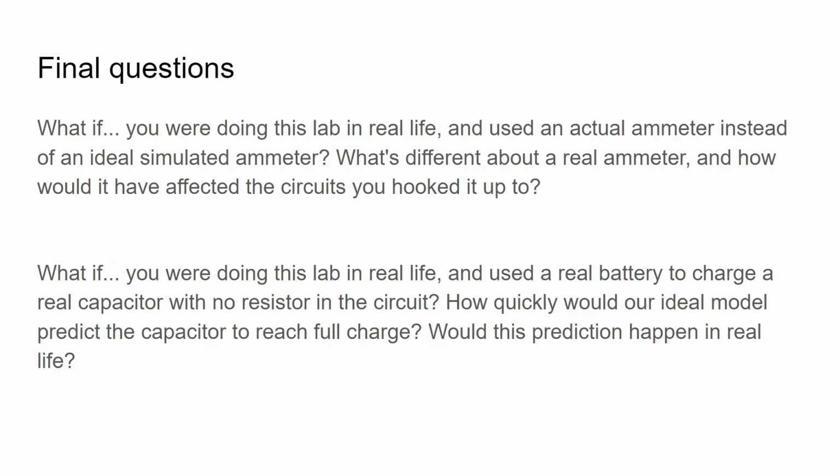Some final questions remain. For the first question, real ammeters do have some amount of resistance. While small, it would have afflicted this amount of resistance onto the circuit, changing the current and potential changes in the circuit. For the second question, the model predicts the capacitor to reach full charge extremely quickly with no resistors in the circuit. This would not happen in real life since wires have their own small resistance, which wasn't included in the model. However, it would still charge rather quickly.